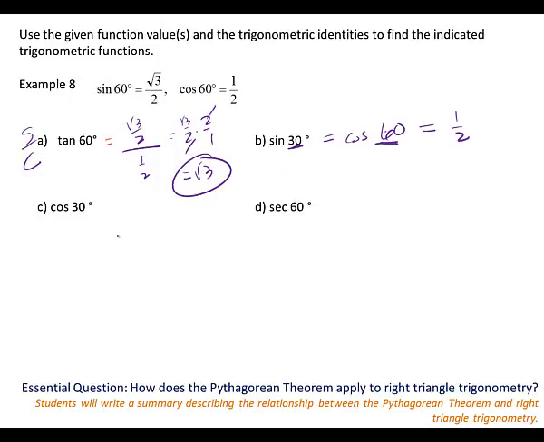They want us to find the cosine of 30, which we know is the same as the sine of what? 60. Good. And what is the sine of 60 according to what they gave us? Good. Secant of 60 is the reciprocal of what? Cosine. We know that the cosine of 60 is 1/2. So what's the secant? 2 over 1, or just 2. It works. All right, let's take a look at the next one.